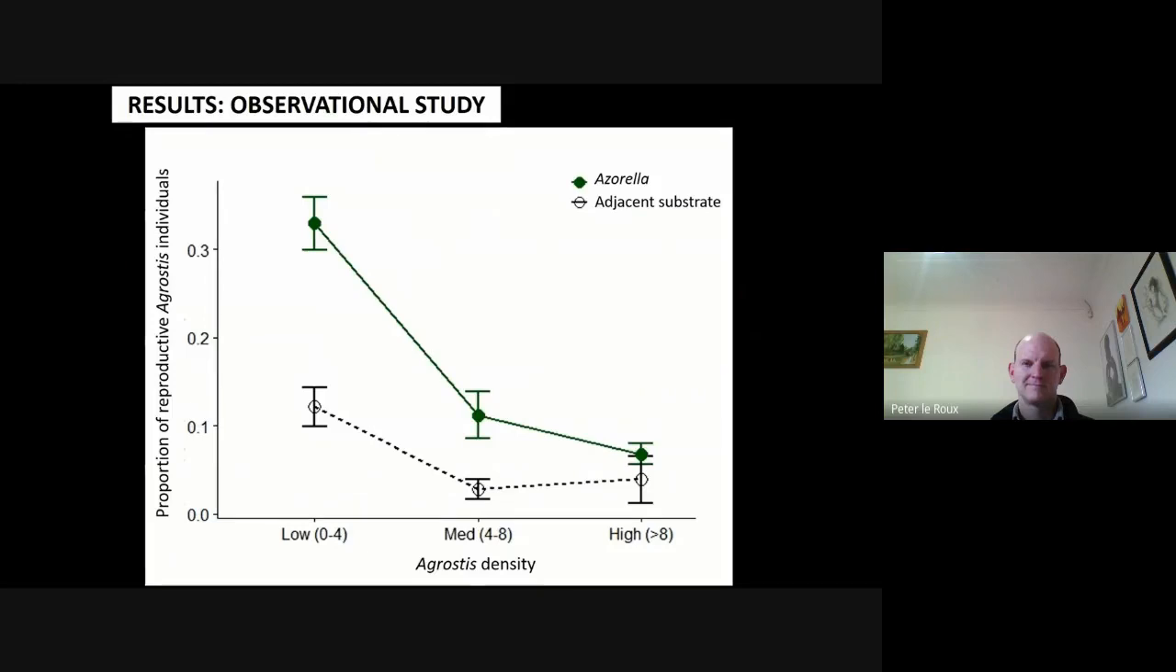The results from our observational component were striking. First, we observed that the proportion of reproductive Agrostis individuals declined strongly with conspecific density, with this decrease in grass performance being greater on the cushion plant than on the adjacent substrate, suggesting that the facilitative effect of Azorella changes the intensity of intraspecific interactions between Agrostis individuals.